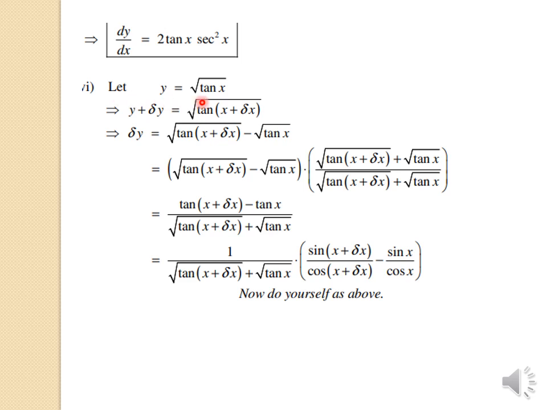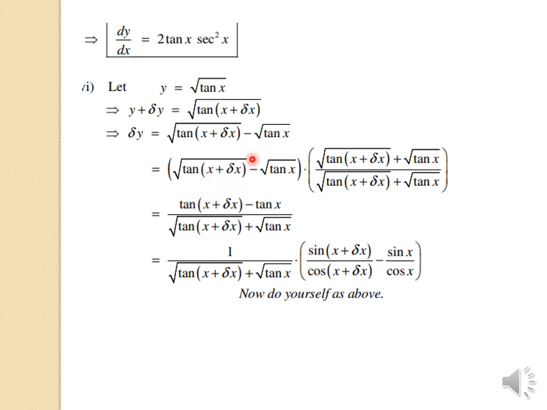Similarly student, next part, y equals square root of tan x. So replace y by y plus delta y and x by x plus delta x. Now in the next page we shift y to the other side, then it is in negative form, and we put the value of y equals square root tan x. Now student, taking the conjugate, square root tan x plus delta x plus square root tan x divided by square root tan x plus delta x plus square root tan x. Now student, in the numerator we apply the formula of a square minus b square. So here we have a minus b and a plus b.